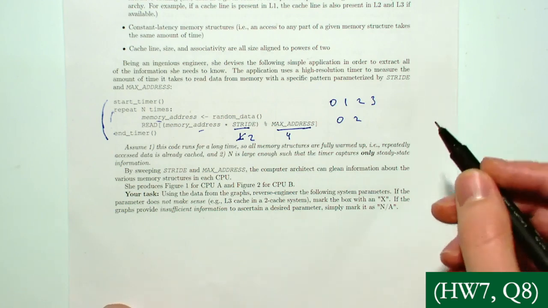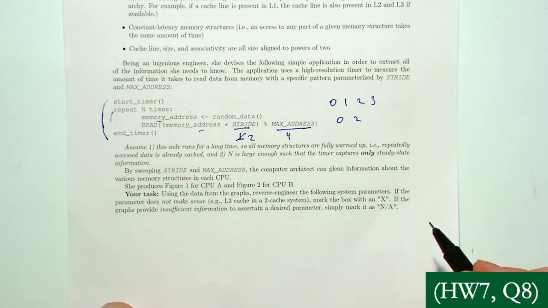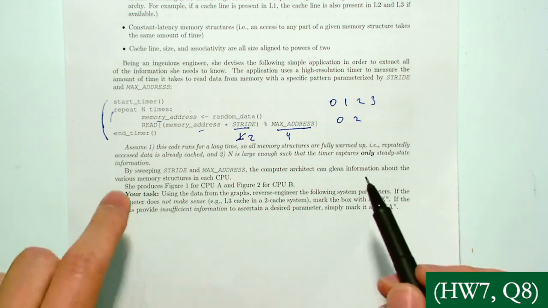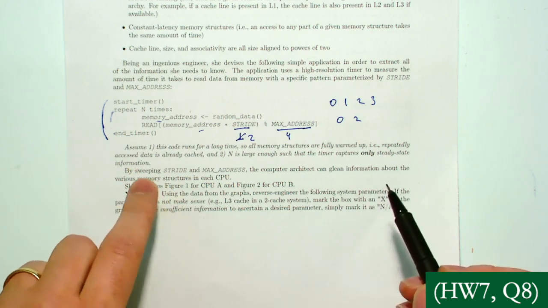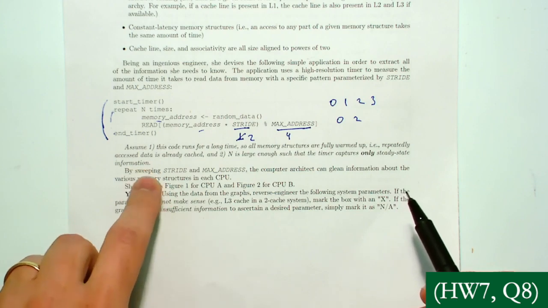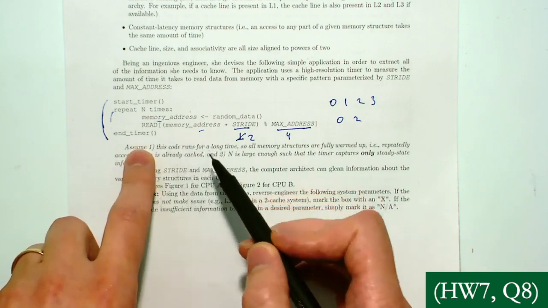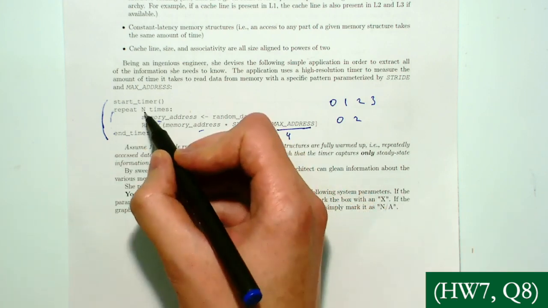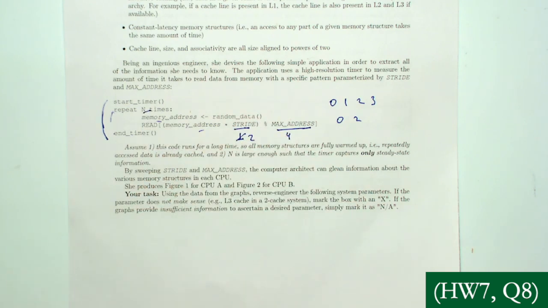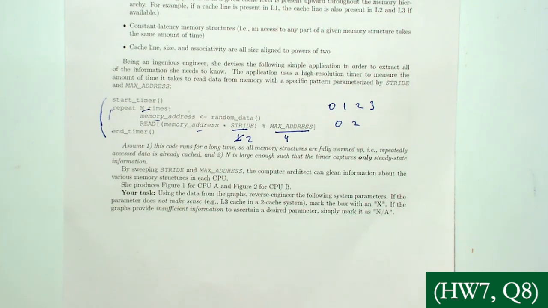Okay, let me see if I missed anything here. I don't think so. Is the question clear? And one more thing that I will emphasize is that this application runs for a very long time. So here, assume n is something very big. So the cache is warmed up, and what you observe in the data that I will show next is that state, when the cache is warmed up completely.